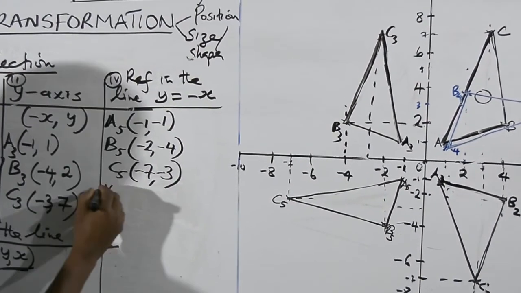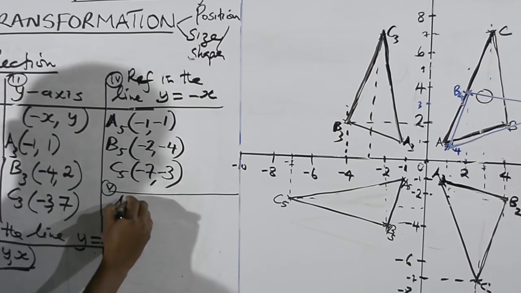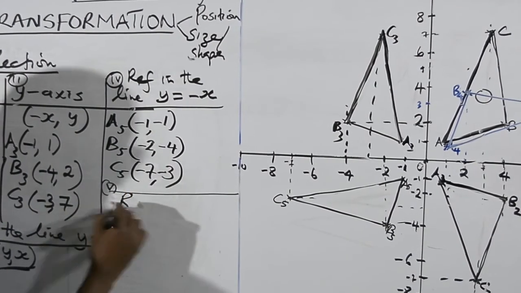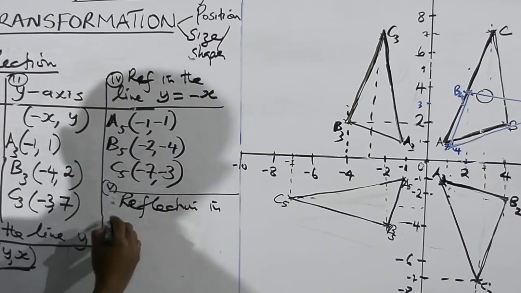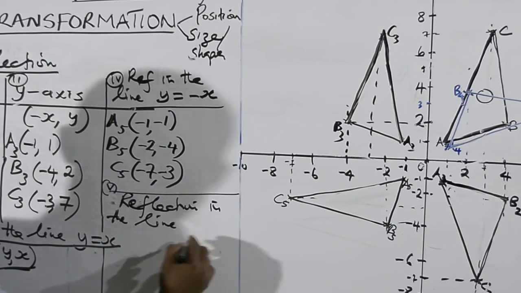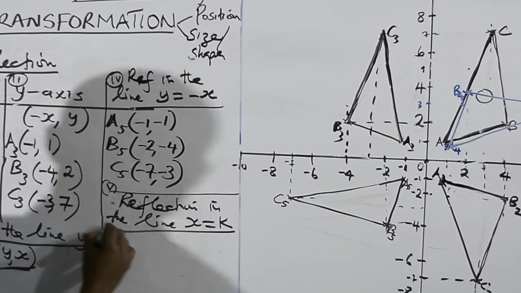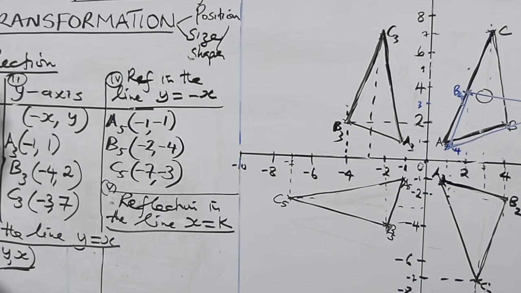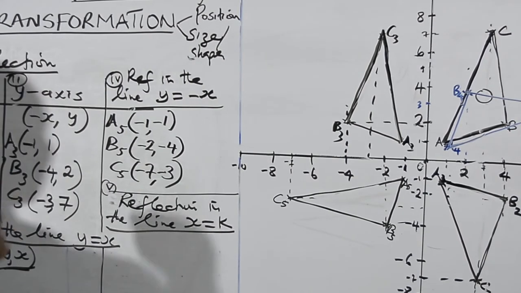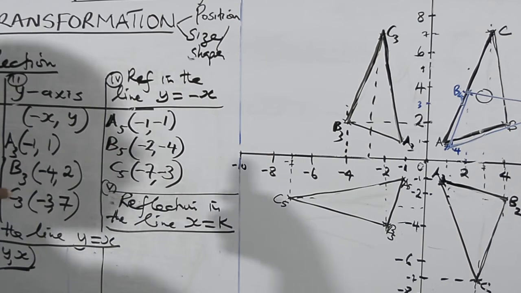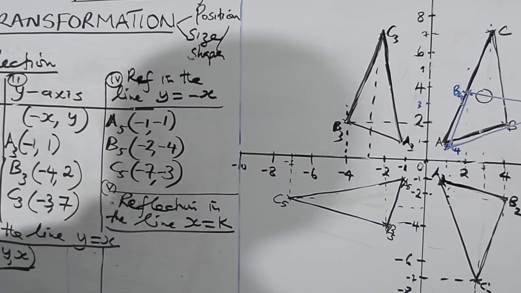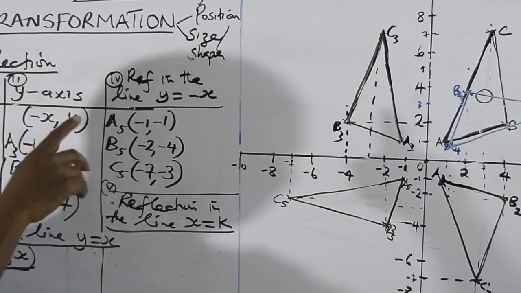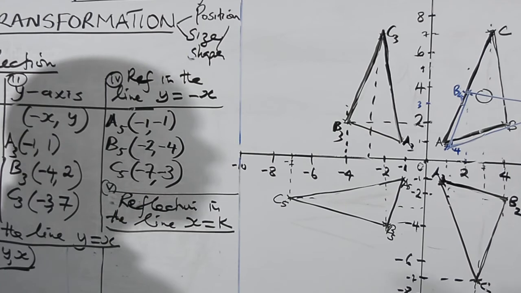This is 4, now 5. Roman figure 5 is reflection in the line x equals a constant. So it's possible that I can reflect using a particular constant. When I use a constant and that constant is a variable in x, it means that it is the x-axis that is affected here. So I have to ensure that the coordinate of the y in this vector is not affected at all, because here the constant is affecting the x value.